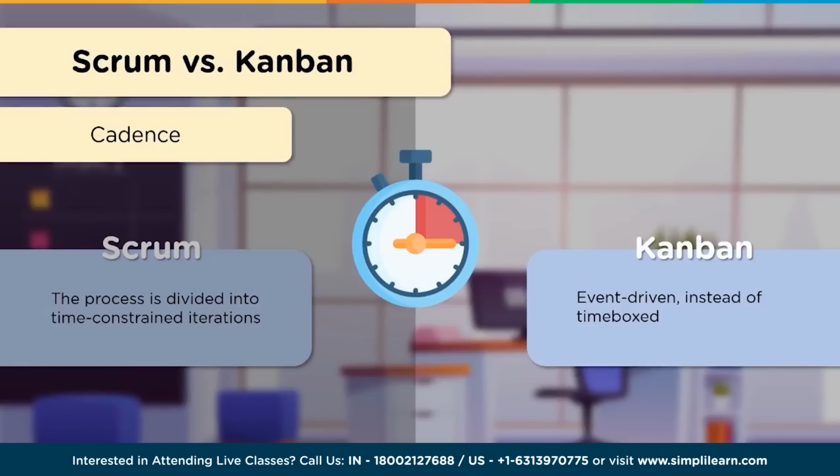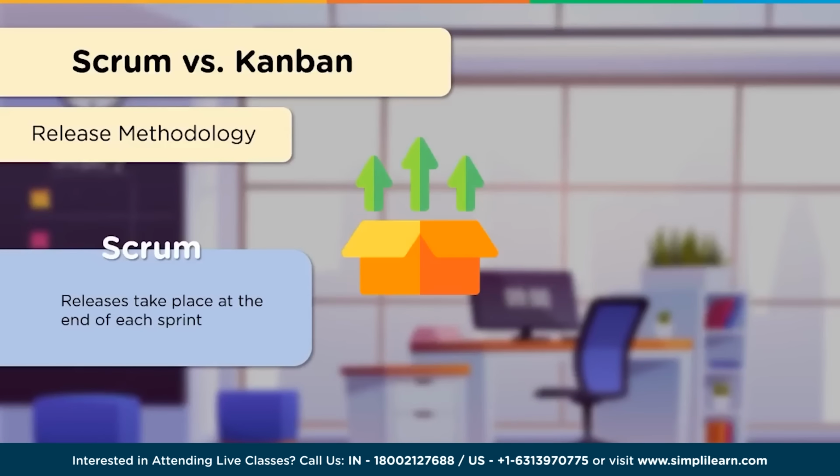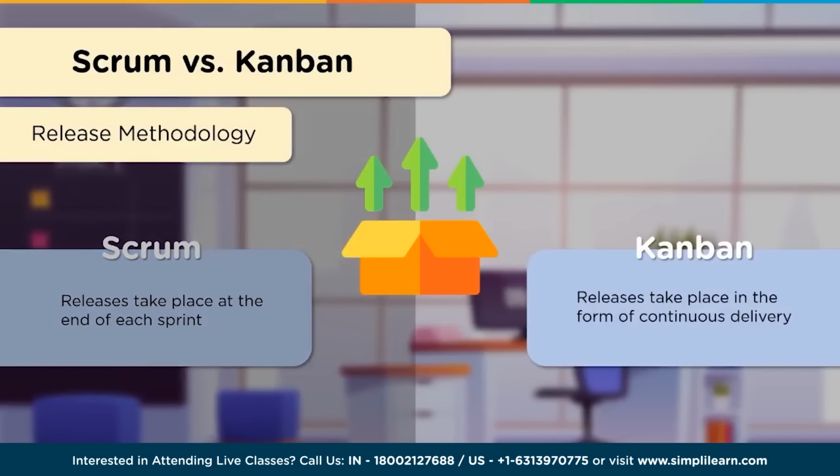The next criteria we're going to have a look at is release methodology. In Scrum, releases take place after each sprint, which usually takes 2 to 4 weeks to complete. For Kanban, releases take place in the form of continuous delivery. They happen in such a way that changes like new features, configuration changes, bug fixes, and experiments get to the users in a safe, quick, and sustainable manner.